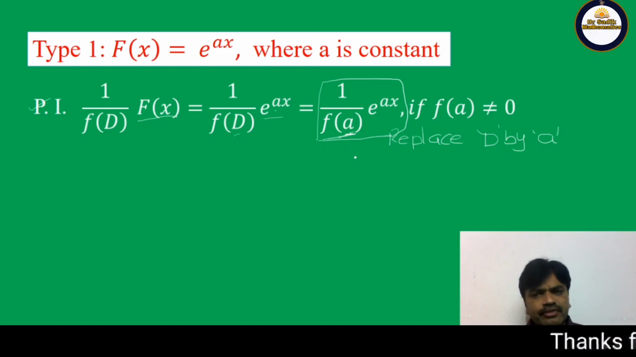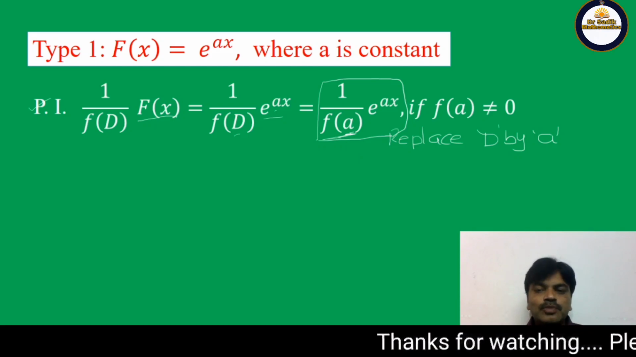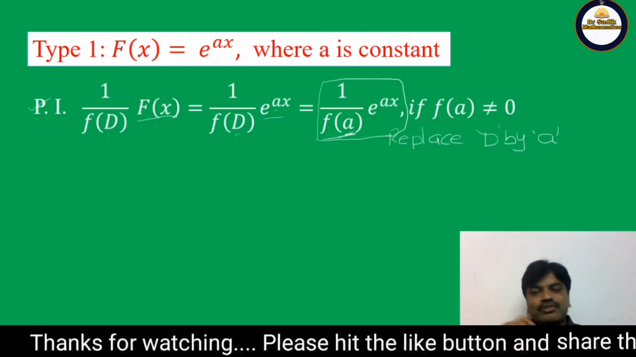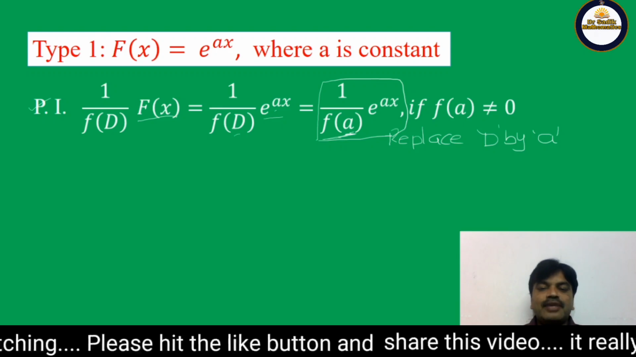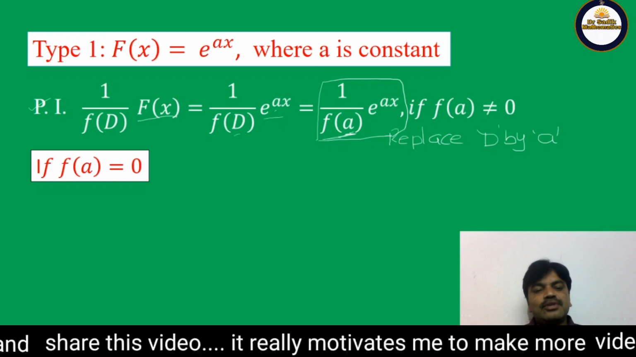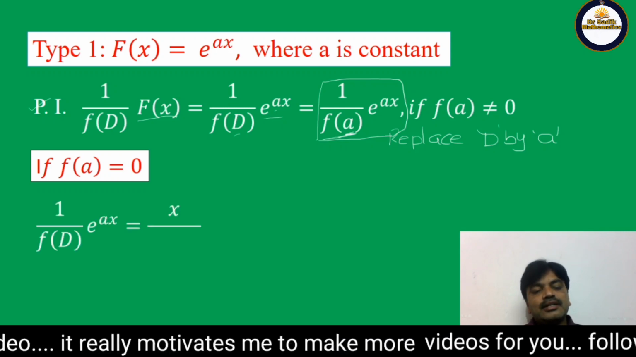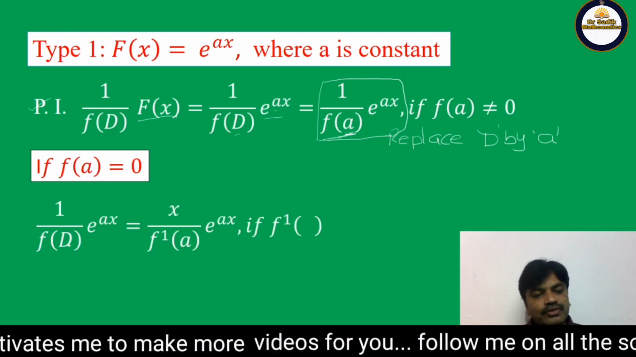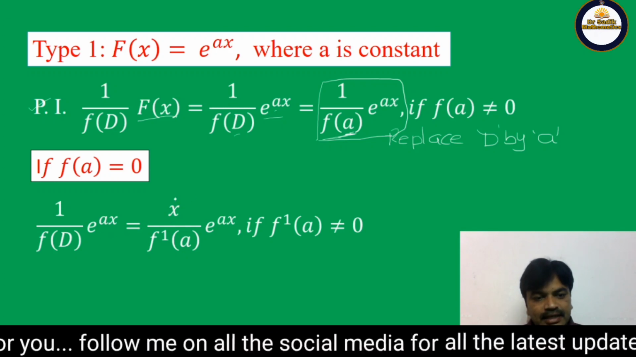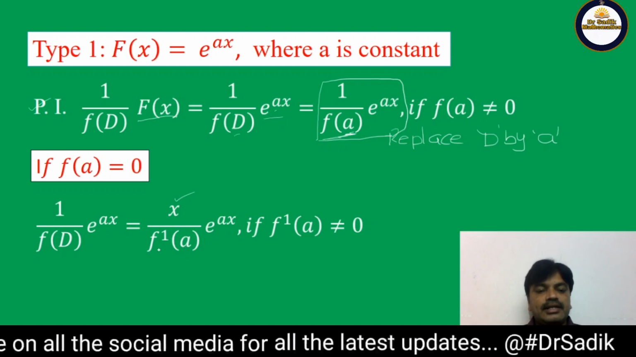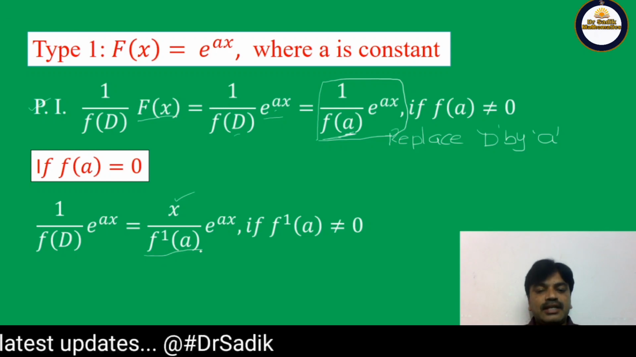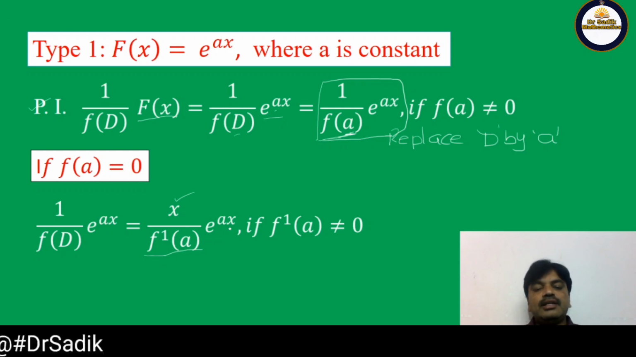Now, you can think, friends, if f(a) is equal to 0, that case may also arise. Let us see when f(a) is equal to 0. Then the procedure is 1 by f(D) into e^(ax) is equal to x in the numerator, and then f'(a) into e^(ax).